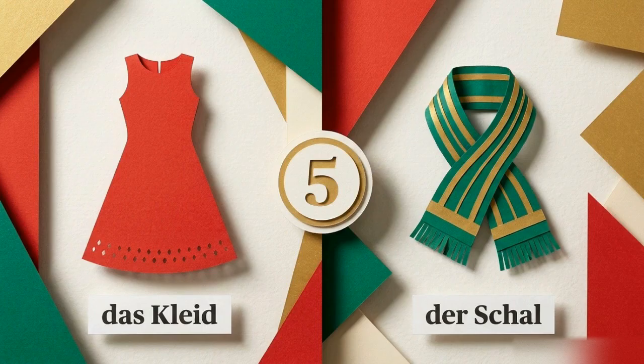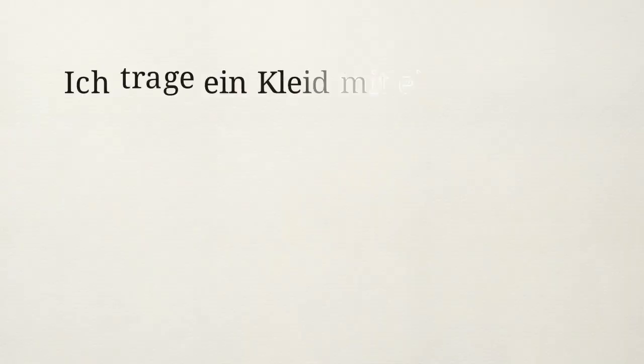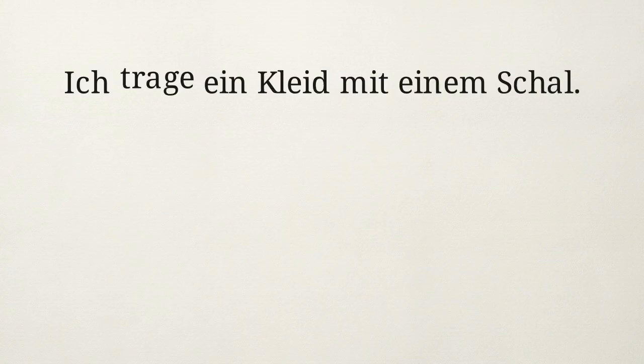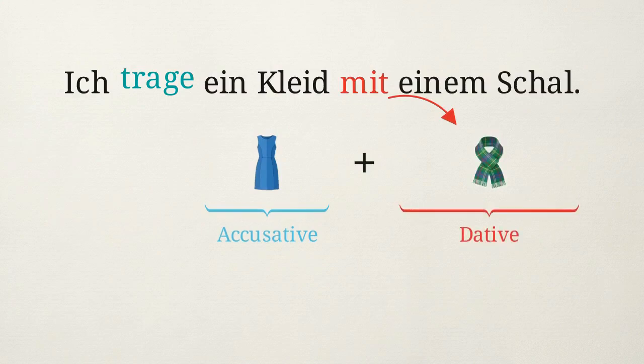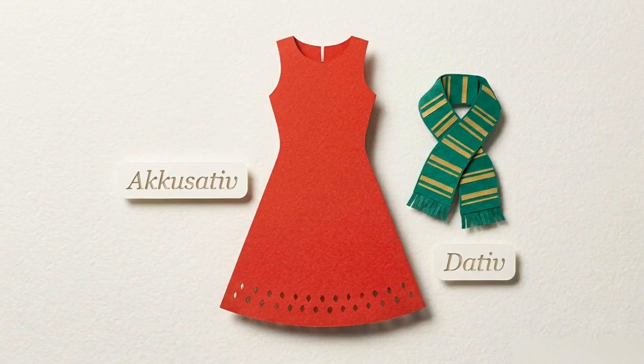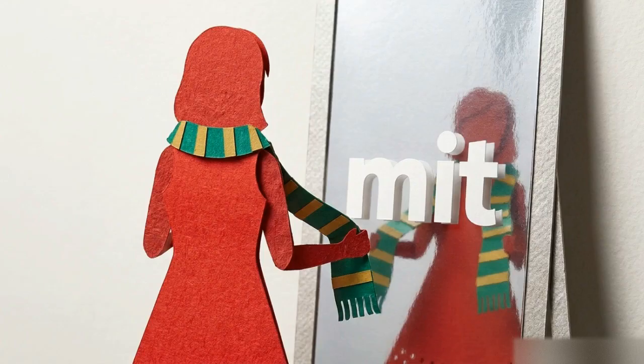Translate this combination. I am wearing a dress with a scarf. You have 5 seconds. The correct translation is, ich trage ein Kleid mit einem Schal. The verb tragen makes the dress an accusative object, while the preposition mit shifts the scarf into the dative. This sentence requires you to transition between two different cases. You identify the direct object, then pivot to the dative as soon as you add a second item with mit.